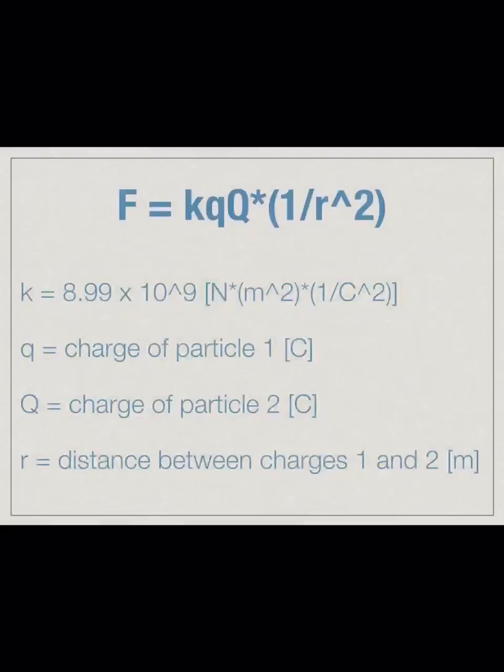K is the Coulomb constant, equal to 8.99 times 10 to the 9 Newton meters squared per Coulomb squared. Lowercase q is one of our charged particles, and uppercase Q is the other charged particle. R is the distance between charges 1 and 2.